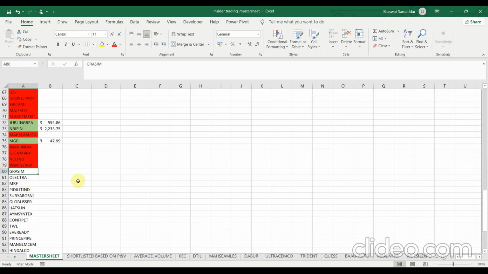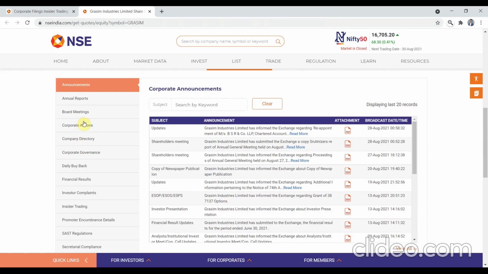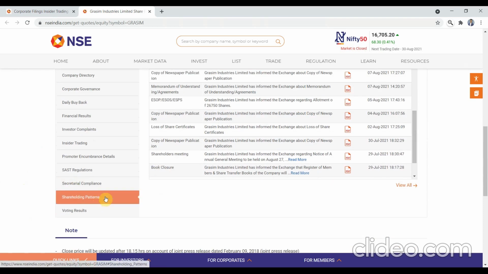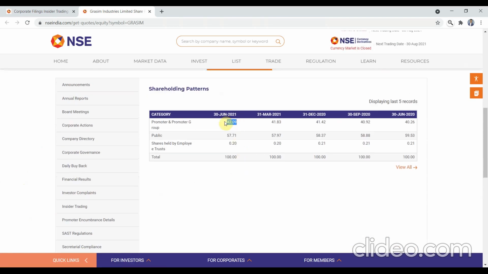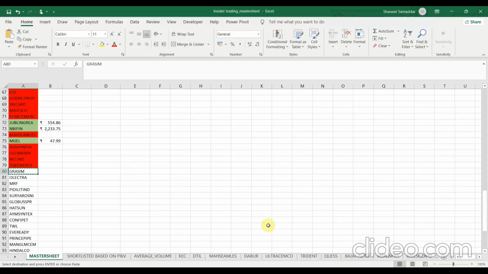So let's go ahead and check out the filters for Grasim. Grasim is already opened. Okay, so let's first check the shareholding pattern. As you can see, the shareholding of promoters is less than 50%. To pass our filter, it should be greater than 50%. So I'll quickly mark this particular stock as red since it failed to pass the mandatory filter. Let's check the next stock.